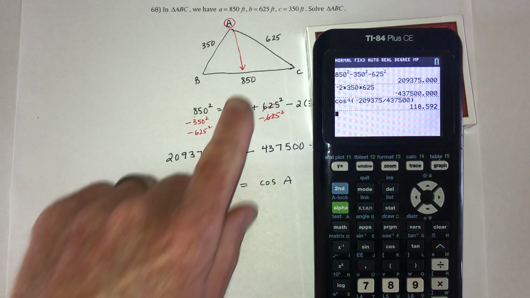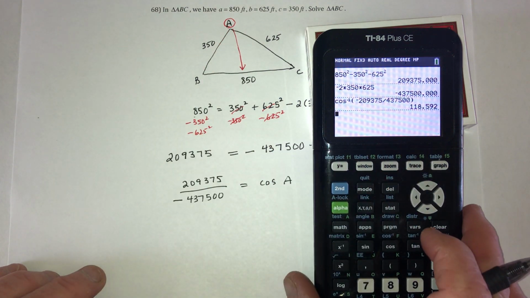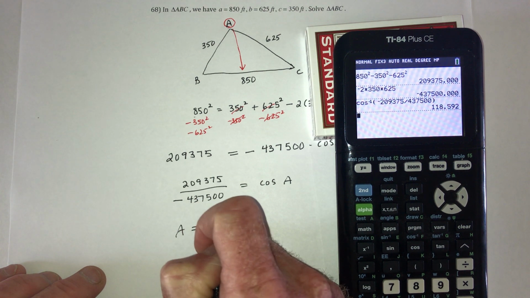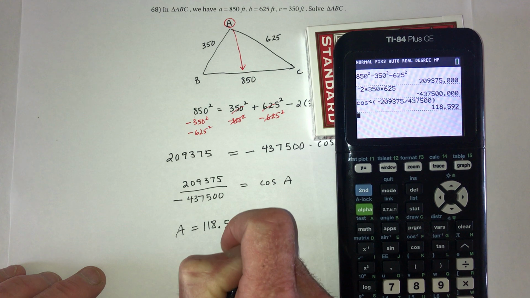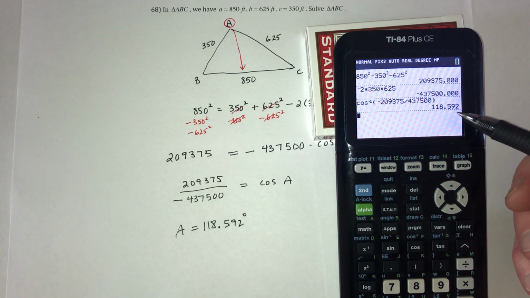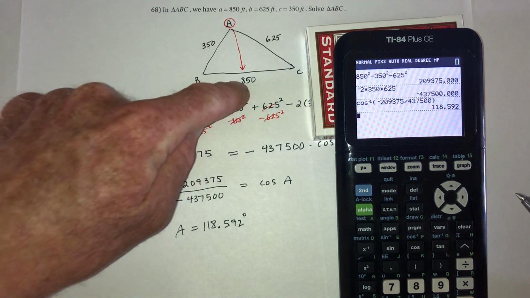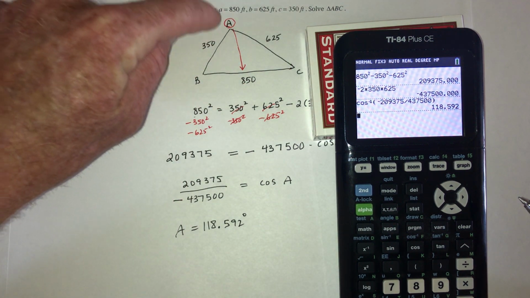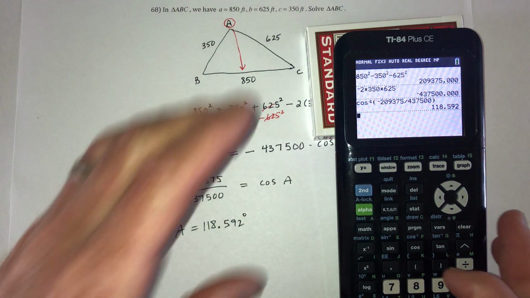So A, that's the biggest side, so that should be the biggest angle. So 118 degrees, that definitely sounds possible. So A is 118.592 degrees. See, on this one, if I would have gotten 18 degrees, there's no way that the biggest side means this is the biggest angle. There's no way the biggest angle could be 18. But 118, yeah, that's possible.